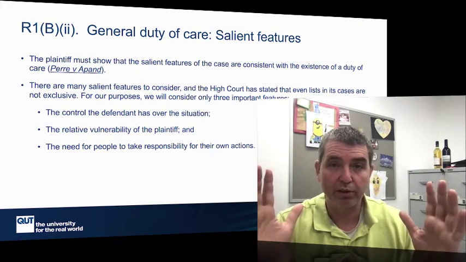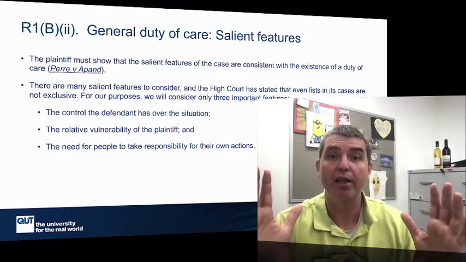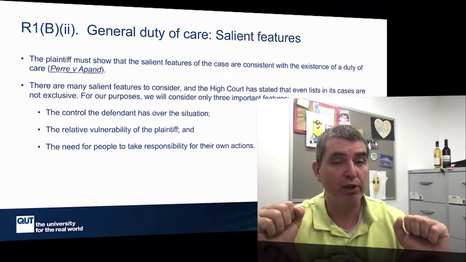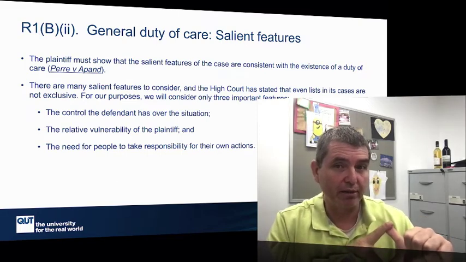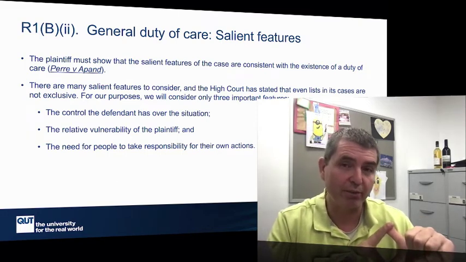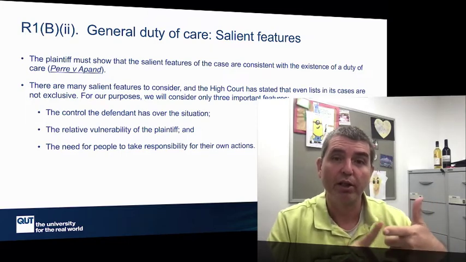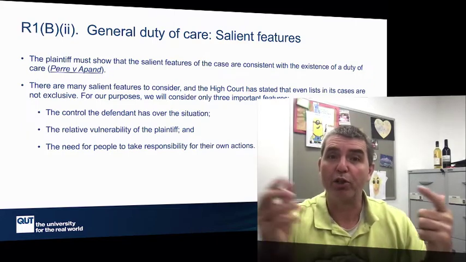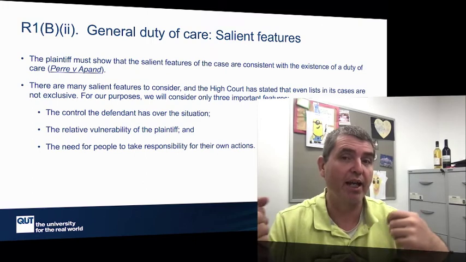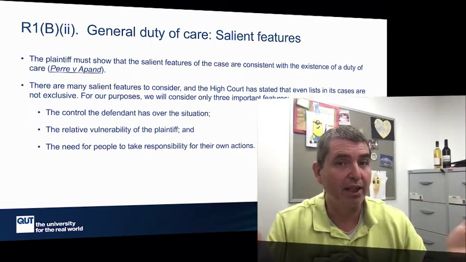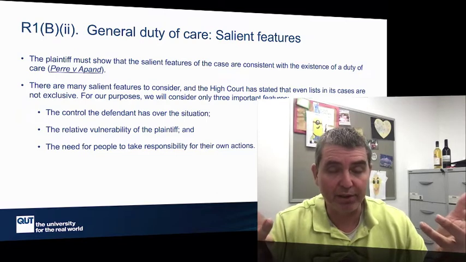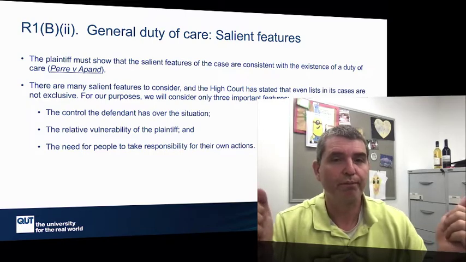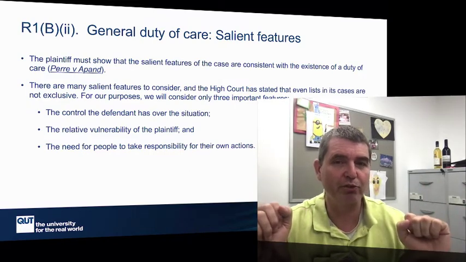What do you need to establish to show that you owe a duty of care if there's no specific category that covers the situation already in common law? You need to show reasonable foreseeability that someone in the defendant's position could cause harm to someone in the plaintiff's position, and you need to show that the salient features of the case are consistent with owing a duty of care, which we're going to look at as the control the defendant has and the vulnerability of the plaintiff, in balance with the necessity for people to take responsibility for their own actions. So have a think about that. Application is where it counts.